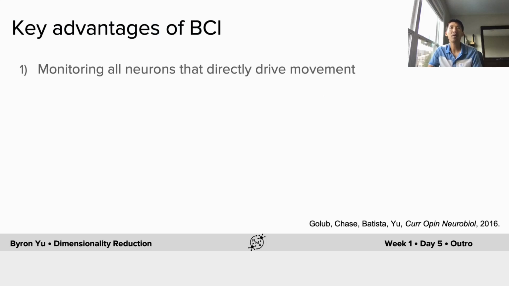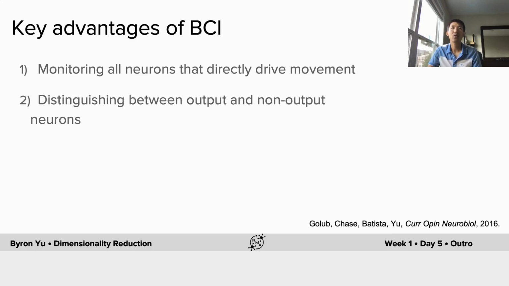All right, so here are the key advantages of using a BCI. The first is that we can monitor all neurons that directly drive movement, by the way in which we've set up the system. This is extremely powerful because it's going to allow us to make scientifically causal statements about the relationship between neural activity that we record and behavior, meaning the cursor movements.